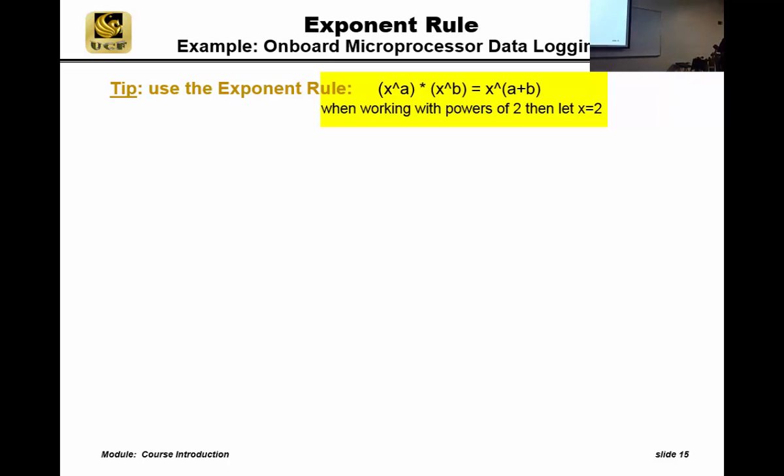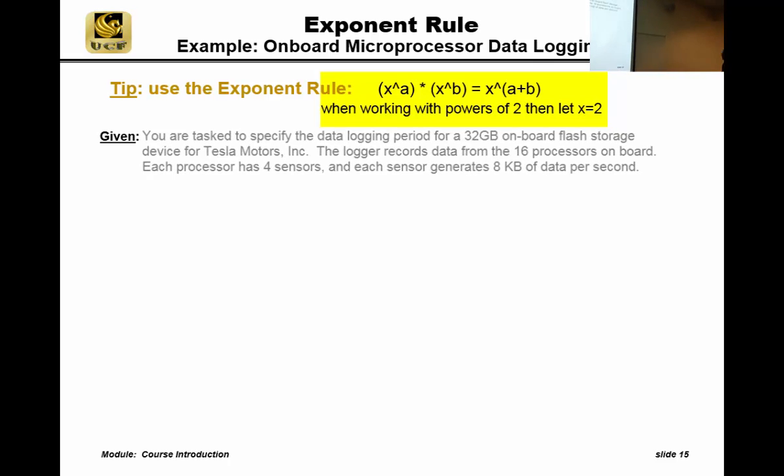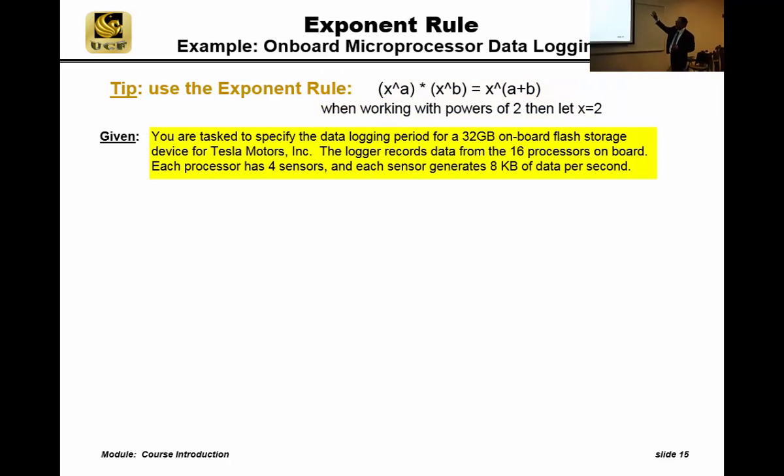So in this case, if you have x to the a times x to the b, it's equal to x to the quantity a plus b. We're going to work with powers of 2 in this class because binary things can be switched on and off very quickly. It turns out it's the fastest decision process you can make. There's no ambiguity. It's either on or off. We're going to use powers of 2. So let's try an example.